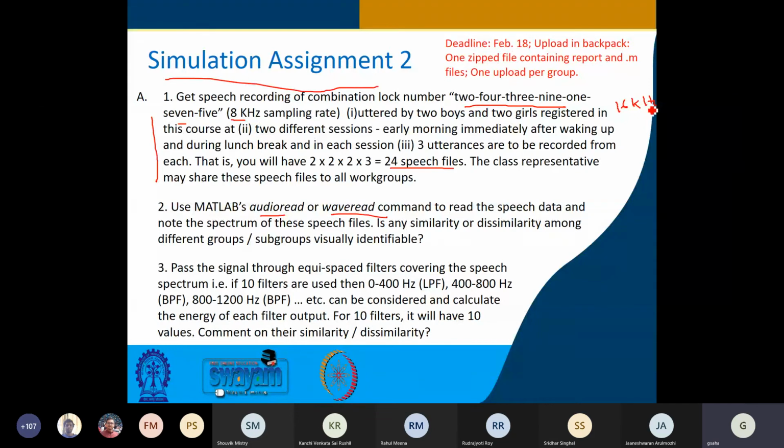It must be in two different sessions: early morning when you are not that active, and in the lunch time when you are sufficiently active. So we'll see that there could be a difference. That is the part of the assignment that we shall see later.